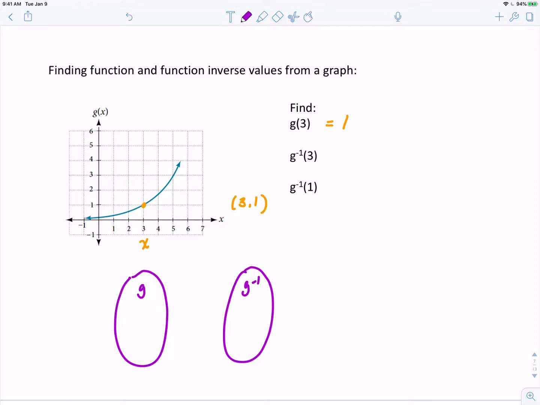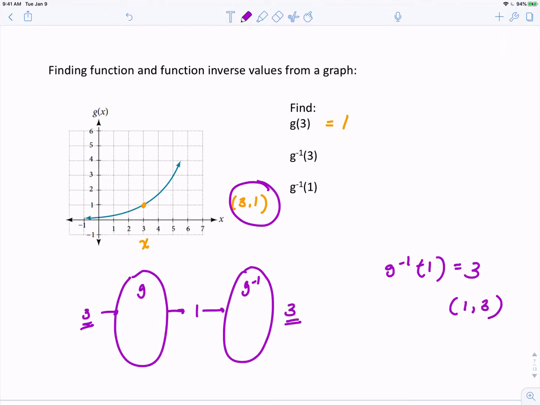For the first problem we did, we input a 3 into function g, and this question asked find g of 3. The answer to that is 1. Now what would g inverse of 1 be equal to? Well, we would want it to take us back to our original number, which is 3, because a function and its inverse leave a value unchanged. And so I can see that g inverse of 1 would be equal to 3. Notice that since (3, 1) was on the graph of g, then the point (1, 3) is on the graph of g inverse.